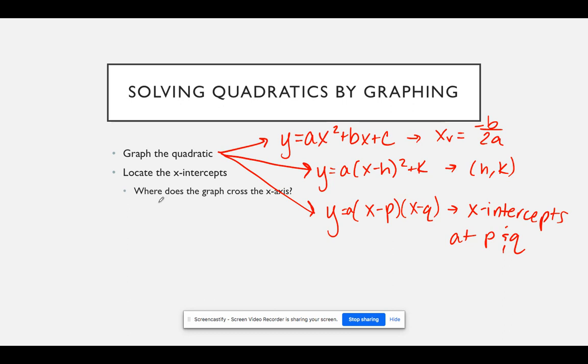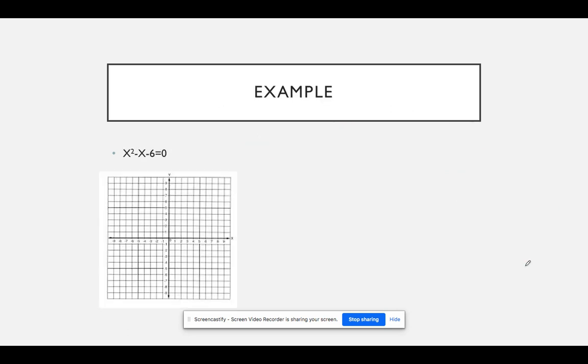So the examples that we're going to see today are standard form, which is probably one of the more difficult ways to solve quadratics by graphing. Because if you have this intercept form, you have those solutions right here. They give you your x-intercepts. So that one's probably the easiest form.